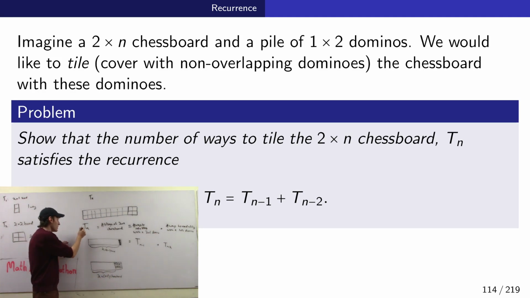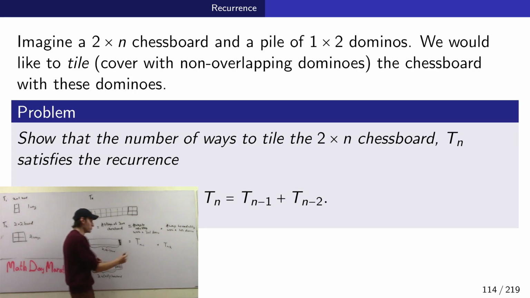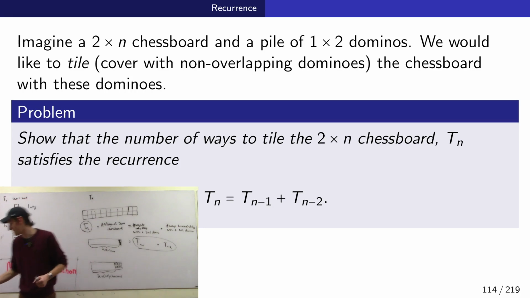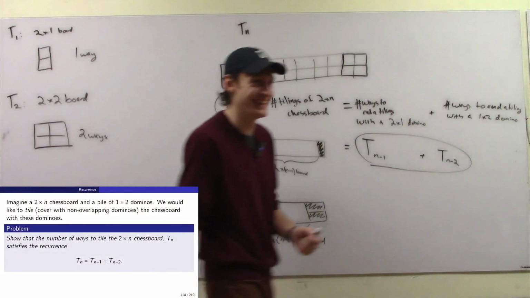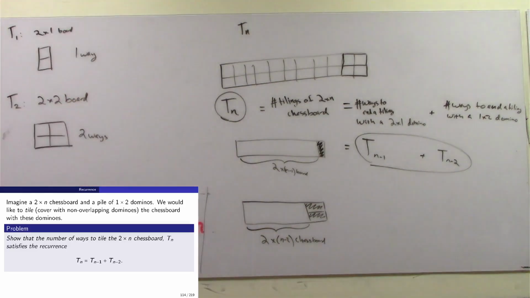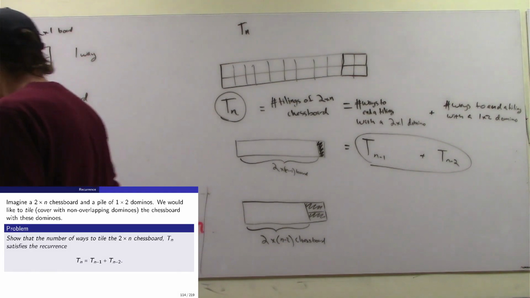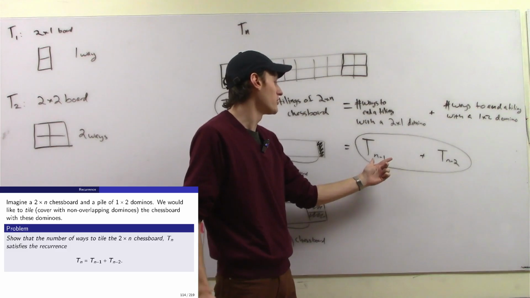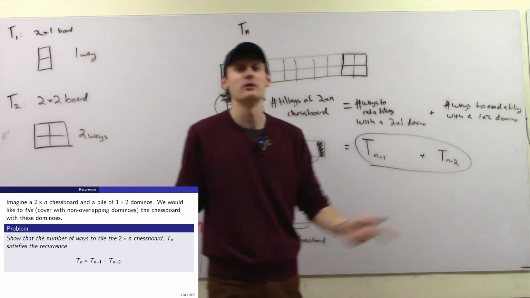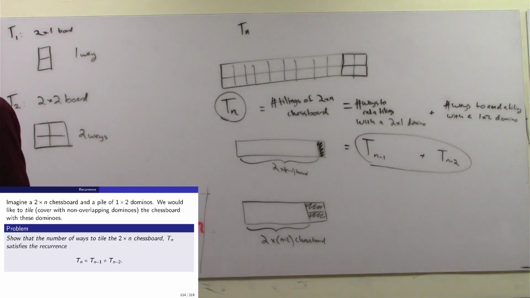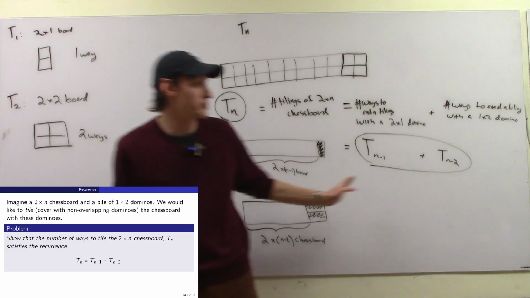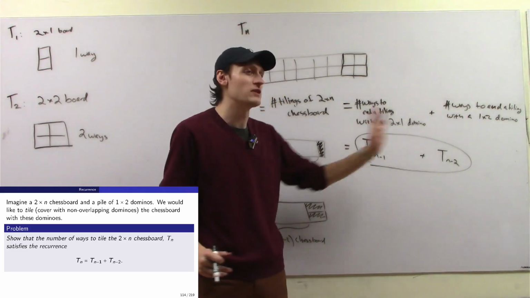Using my double count, this thing over here is equal to this piece over here. All right. So t sub n is equal to, tracing through this line of equalities, t sub n minus 1 plus t sub n minus 2. So what's notable here? This shows what we want. It satisfies this recurrence relationship between t sub n and the previous terms.